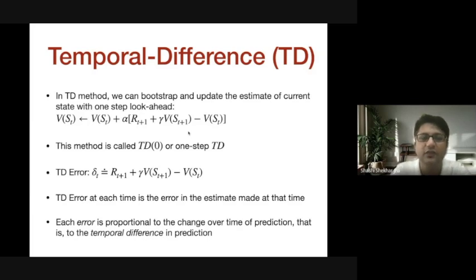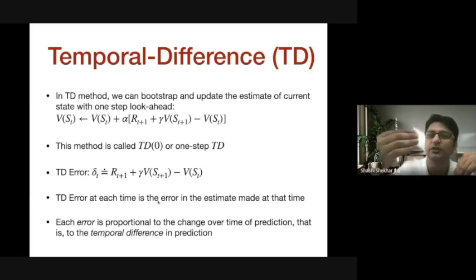This way of updating the value function is called the TD0 method or one-step TD method. This TD error is the error with respect to time, because you are in current time t, and then you take an action and go to the next step at time t plus 1. So this time difference error is used to learn the value function, and that's why the name is temporal difference.